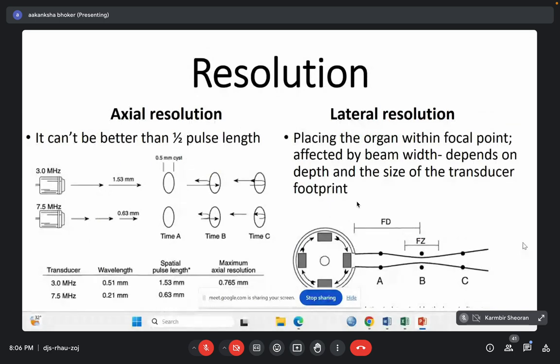Next thing we need to know is resolution. Resolution means there are two different structures which are lying side by side or one above the other, and we can identify them as different.